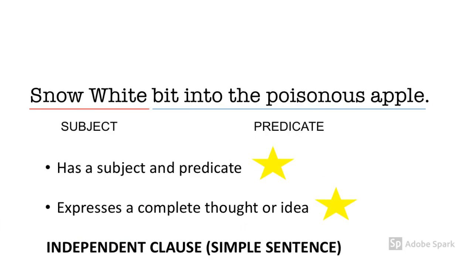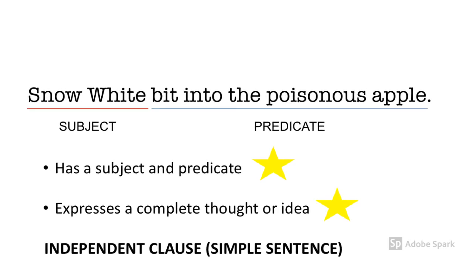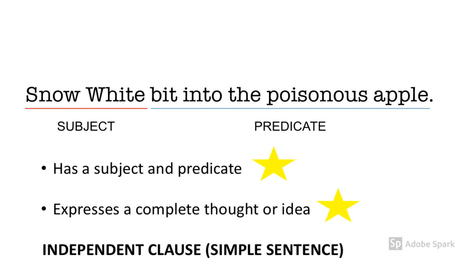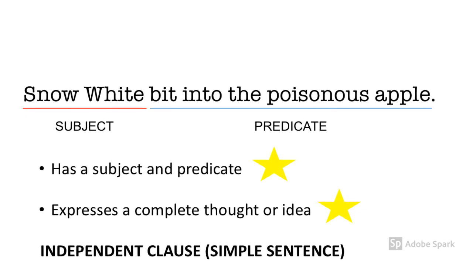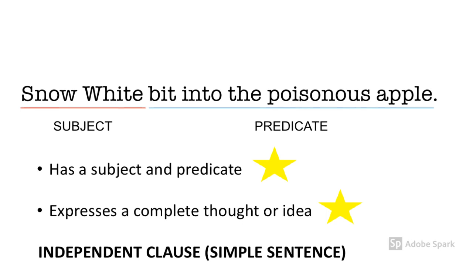For example, Snow White bit into the poisonous apple. We have a subject, Snow White, and our predicate is bit into the poisonous apple. And the sentence expresses a complete thought and makes sense all on its own. Therefore, it is an independent clause and a simple sentence.